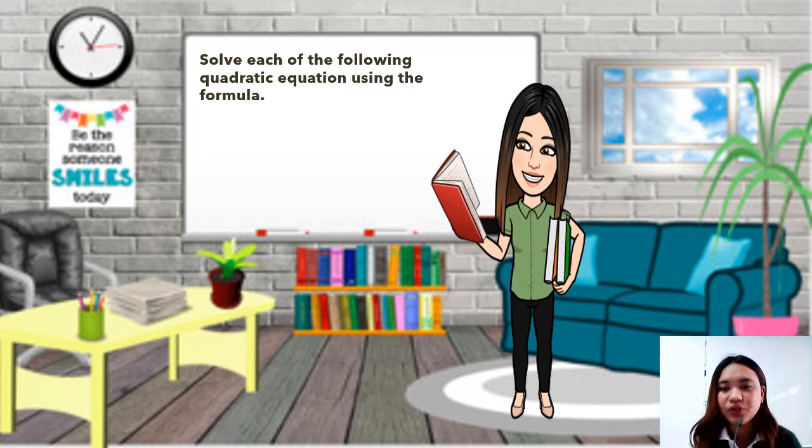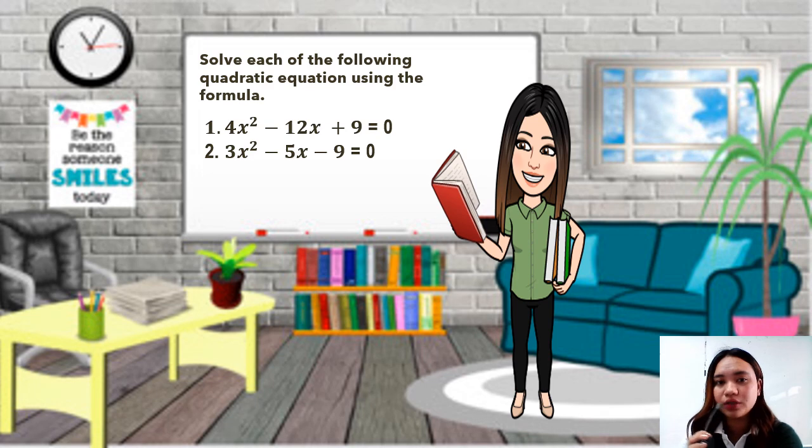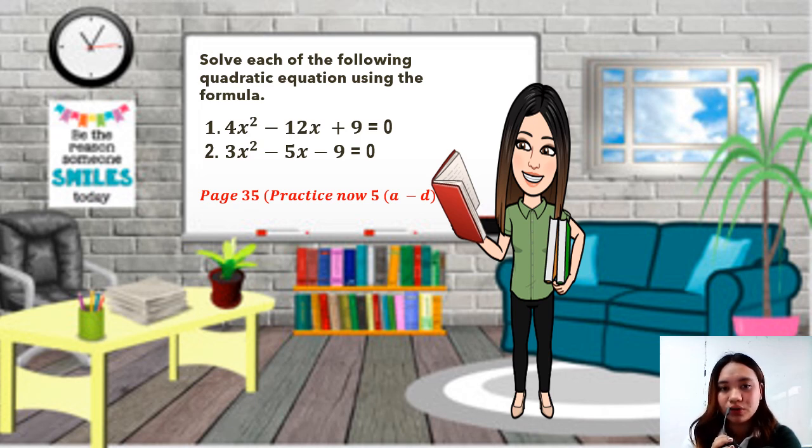Remember, if your answer is decimal point or decimal numbers, you need to use two decimal places and you need to round off your answers. So for your ILT, answer or solve each of the following quadratic equation using the formula. Number 1, we have 4x squared minus 12x plus 9 is equal to 0. Number 2, we have 3x squared minus 5x minus 9 is equal to 0. Then, answer in your books on page 35, exercise 5 from letters A to D.